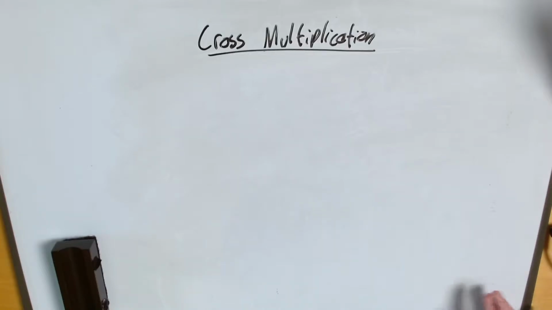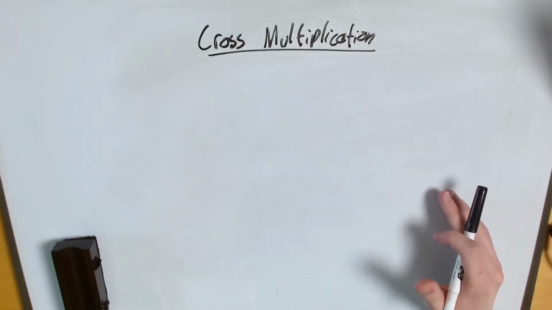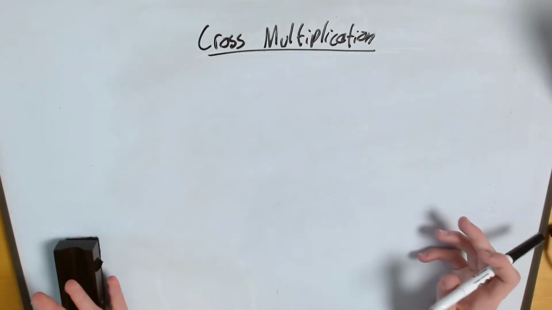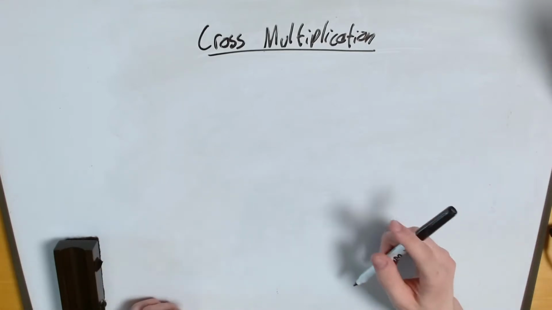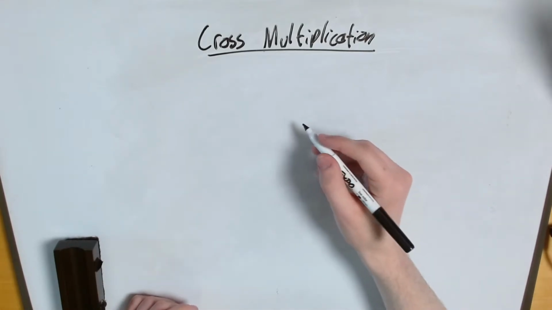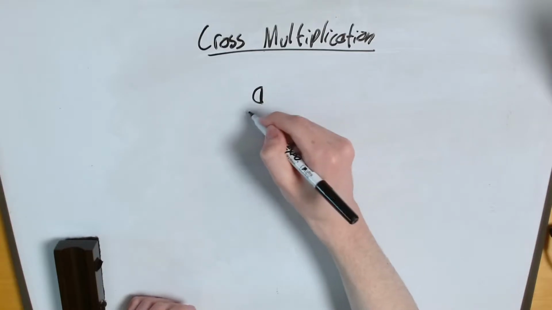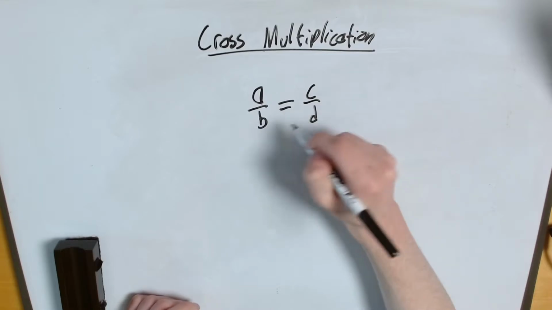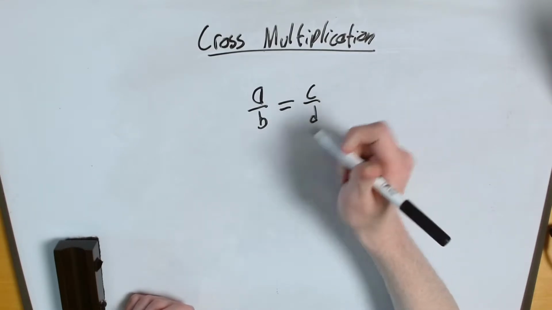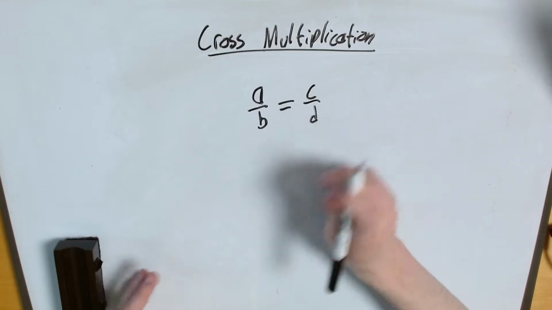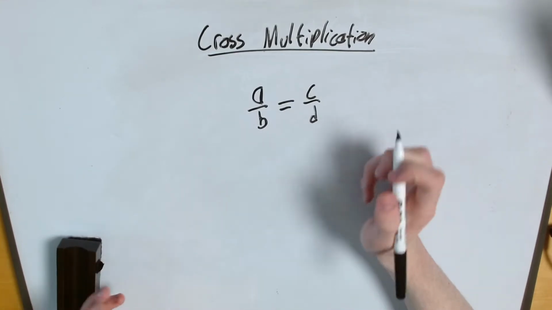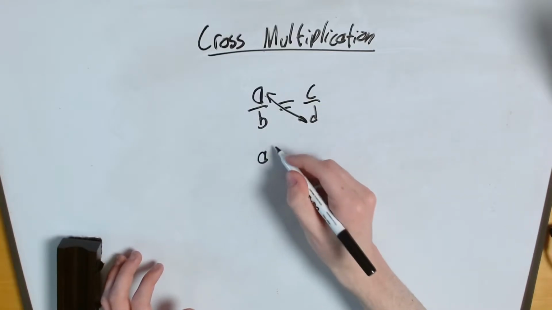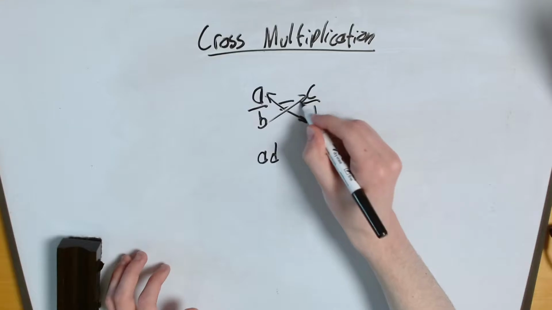Well, here we'll go over what cross multiplication is, where we use it, and general strategies for working with cross multiplication. So the essence of cross multiplication is that if I have two fractions that are equal to each other, so a over b is equal to c over d, where a, b, c, and d are all variables that represent numbers, then a times d is equal to b times c.